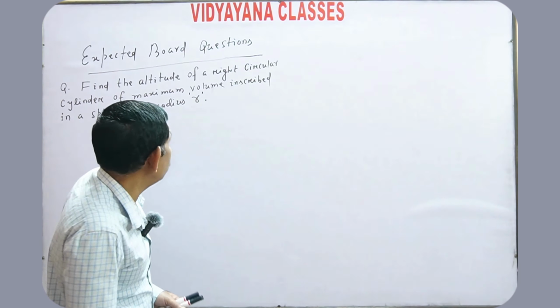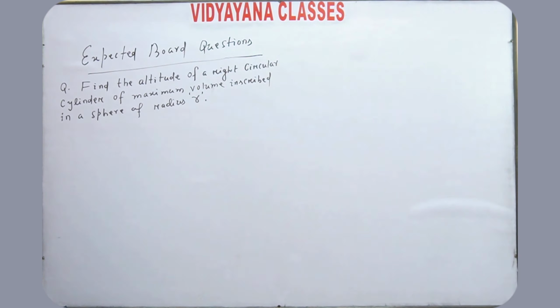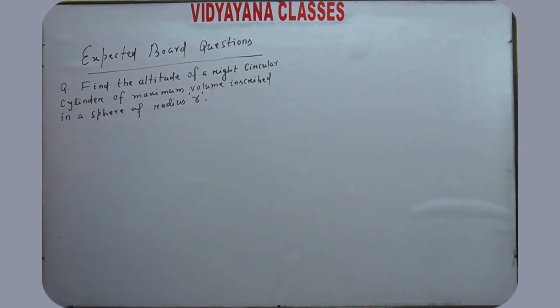Next question. Find the altitude of a right circular cylinder of maximum volume inscribed in a sphere of radius r.